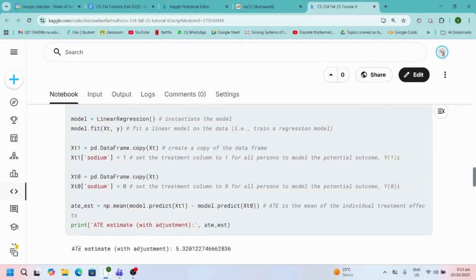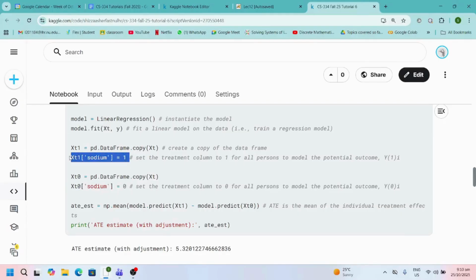I copy my data frame, and now against my data frame, मैं सिर्फ सोडियम को use कर रही हूँ to predict for what I am doing over here. जब मेरा model हो गया fit, after that I create two copies of my data frame. एक कॉपी के अंदर I set all the sodium values to 1. दूसरी कॉपी के अंदर I set all of the sodium values to 0.